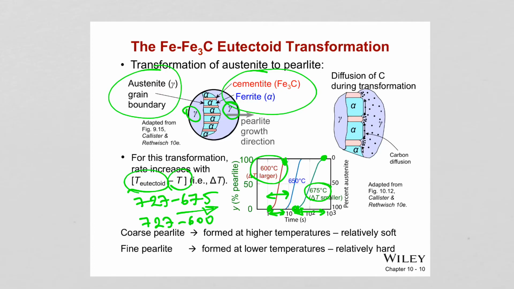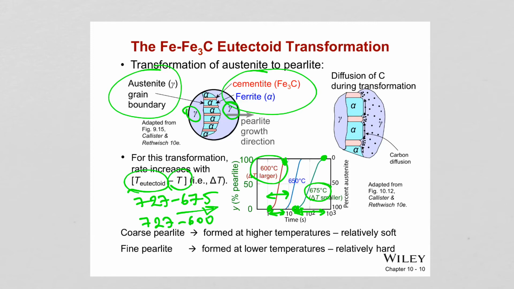So based on that, we can say that coarse pearlite structure forms at higher temperatures, meaning when the delta T is smaller. Okay, so you are just a little bit below the eutectoid temperature, delta T is smaller, and at higher temperatures, we have a coarse pearlite structure.